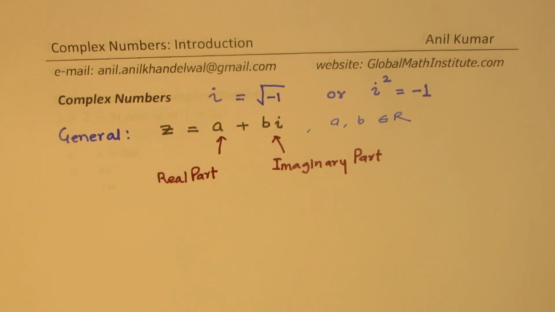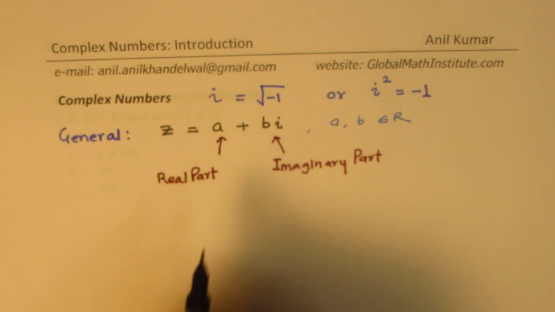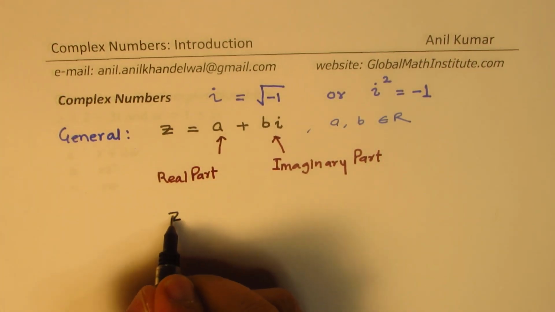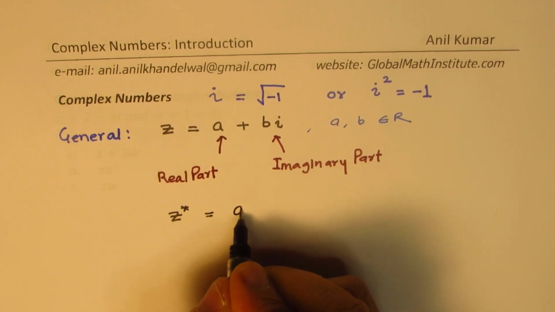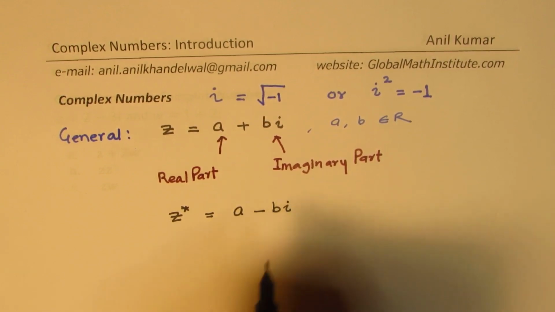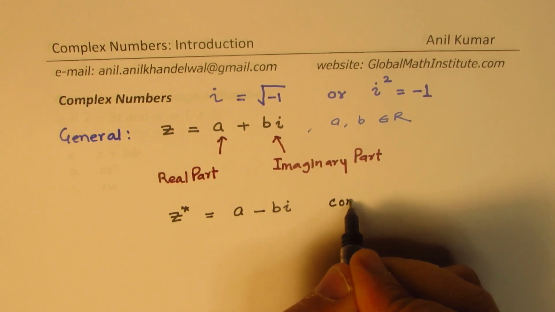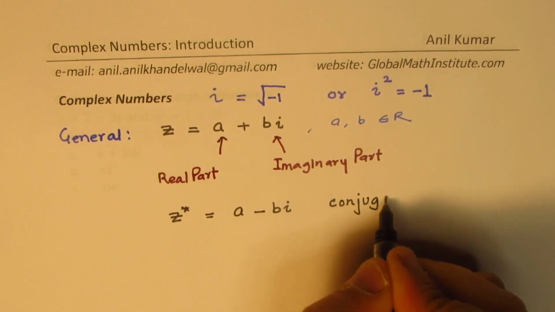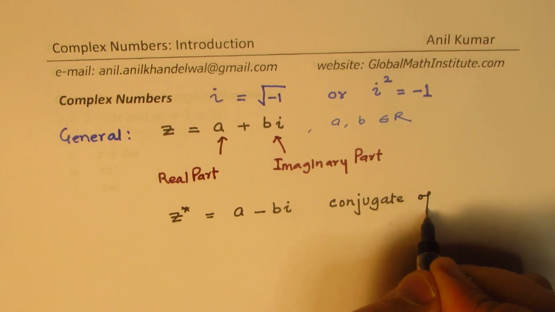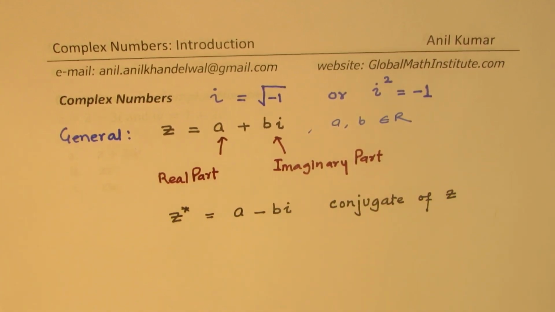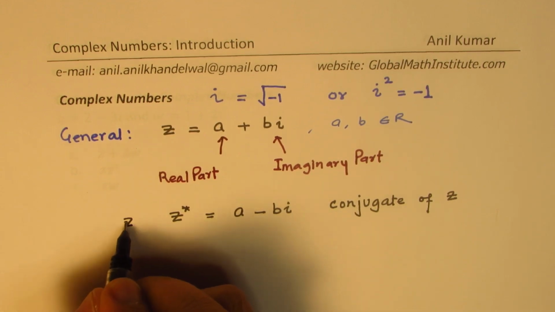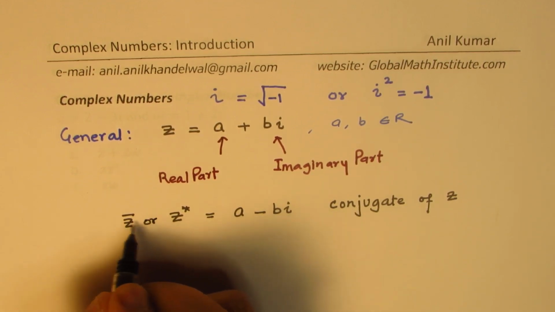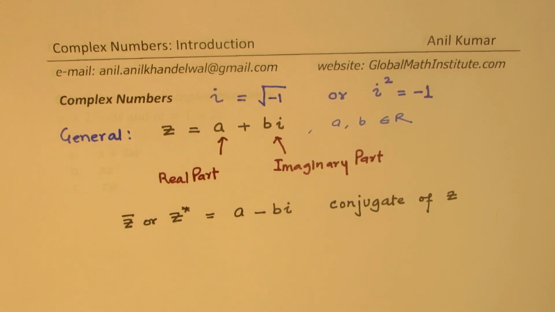Let me also introduce you to the conjugate of this. So we sometimes write a number with z star, which could be written as a minus bi. Now this is the conjugate of the complex number z. It is also written at times with a bar on the top. So either way, we could write the conjugate of a complex number.